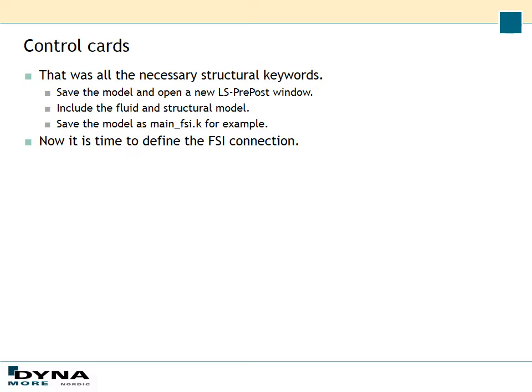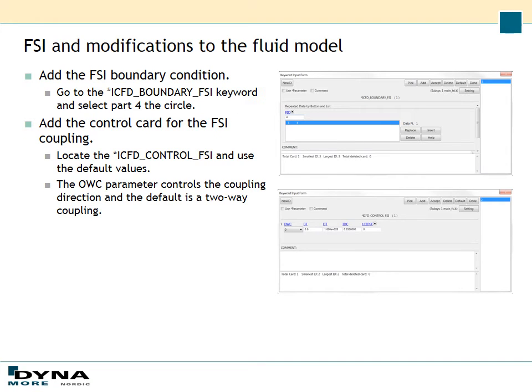And now it's time to define the FSI connection. To activate the FSI, only 2 keywords are necessary. And we're going to start with the ICFD boundary FSI keyword. And open it in the keyword manager and then select part ID 4 and press insert and accept and done.